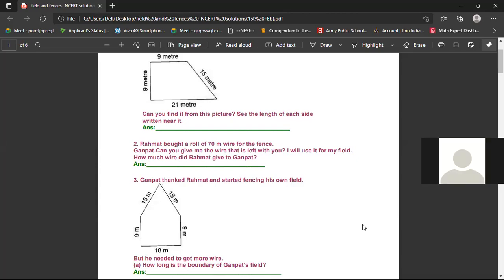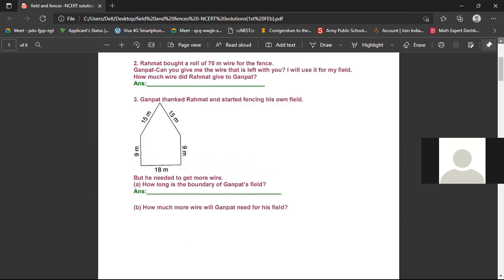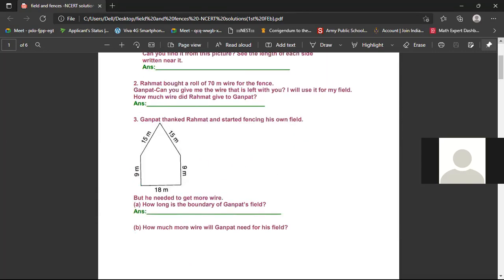Listen once again from the beginning. This is the field of Rahmat. Total 54 meter boundary. She has 70 meter wire. 54 used, remaining 16. This 16 was given to Ganpat. Okay, what is Ganpat's field? You can see here, Ganpat's field. What is the perimeter of Ganpat's field?